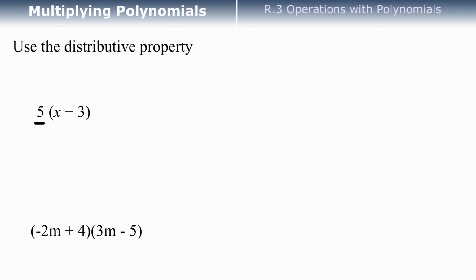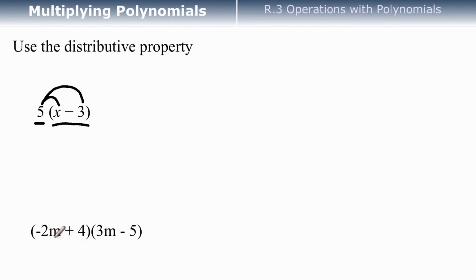So here's a monomial multiplied by a binomial. When you multiply polynomials that are bi or trinomials, you've got to use the distributive property. So for this first one, I use the distributive property once, where I'll take the 5 and multiply it by the x, and I'll multiply it by the 3.